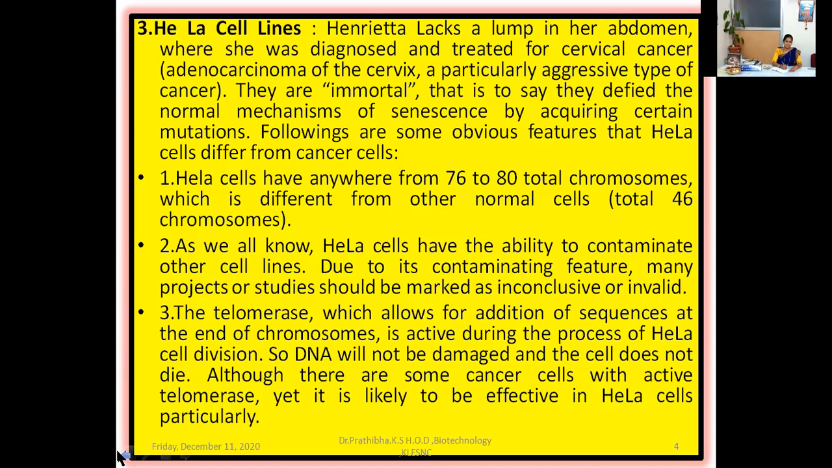They are immortal, that is to say they defied normal mechanisms of senescence by acquiring certain mutations. Following are some obvious features in which HeLa cell lines differ from normal cells. HeLa cells have anywhere from 76 to 80 total chromosomes, which is different from other normal cells with a total of 46 chromosomes. As we all know, HeLa cells have the ability to contaminate other cell lines.